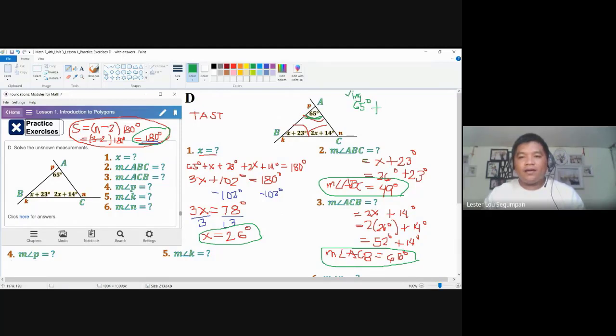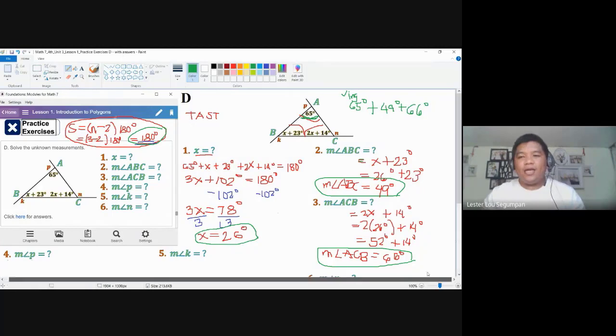Plus the measurement of angle ABC is x plus 23, which is actually, in number 2, 49 degrees, as we use the value for x, which is 26 degrees. And then plus the measurement of angle ACB, or angle BCA, is 2x plus 14 degrees, or 66 degrees. And these three should sum up, question mark, to 180 degrees. If they sum up to 180 degrees, that would mean numbers 1, 2, and 3 are already correct. But if they will not, then probably number 1 is incorrect. That will automatically mean number 2 and number 3 are incorrect, and we need to repeat the process.